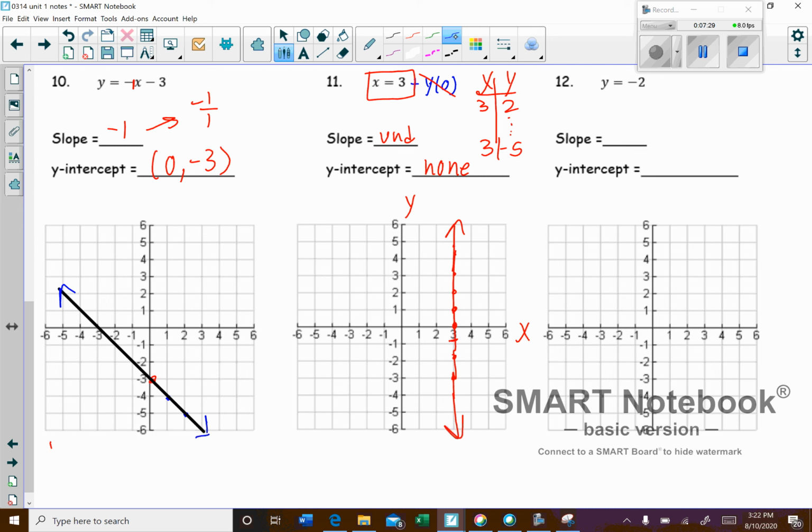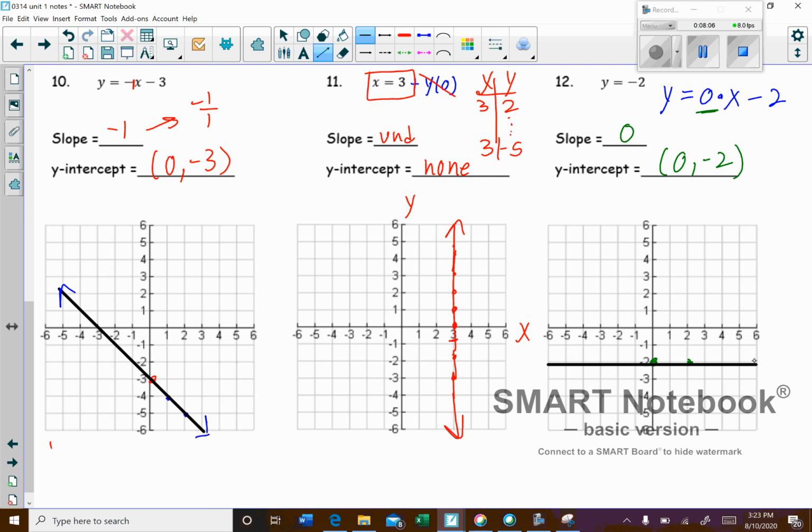And then if you look at 12, 12 is kind of similar, except this one you'll probably have a little better feel for. You have y equals 0 times x and then minus 2. So you can see that the slope is 0 right there. And then your y-intercept is at 0, negative 2. You should know that a zero slope is just a flat line. So if you want to, you can draw your flat line. Just remember on your homework, you'll have to plot 2 points in order for that line to pop up. So I'll put 2 points there and connect that. And there we go. We have a flat line.